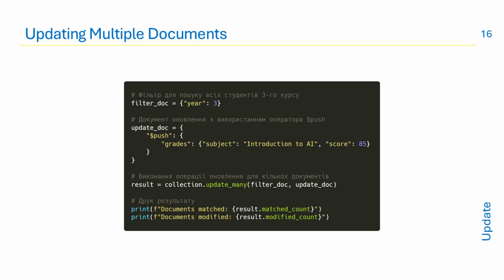In this example, we have a scenario where a new subject needs to be added to the records of all third-year students. Our filter is simple. Year equals 3. For the update, we use the push operator, which is designed specifically for adding elements to an array. We are pushing a new embedded document representing the new grade into the grades array. After execution, the update result object will show us how many students were matched and how many of their records were successfully modified. This single command is far more efficient than fetching each document, changing it in our application, and saving it back to the database one by one.